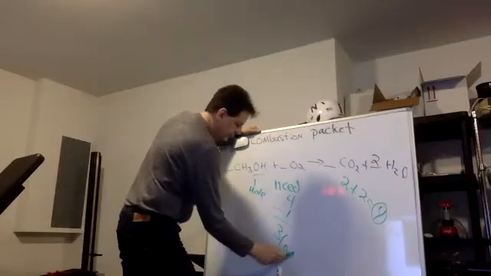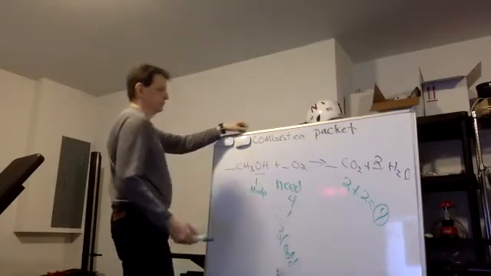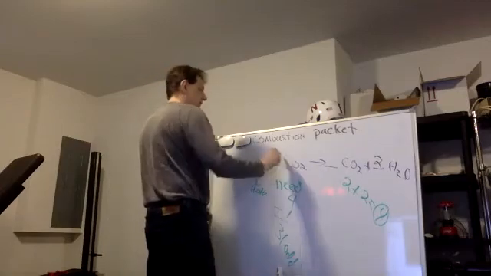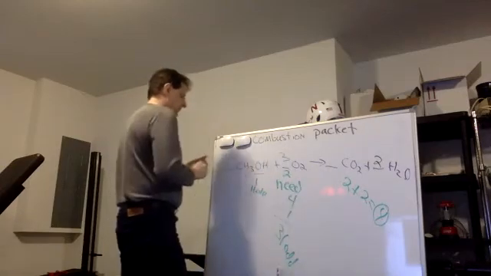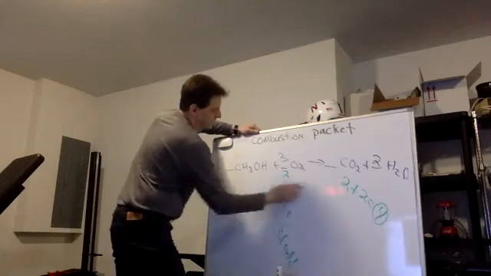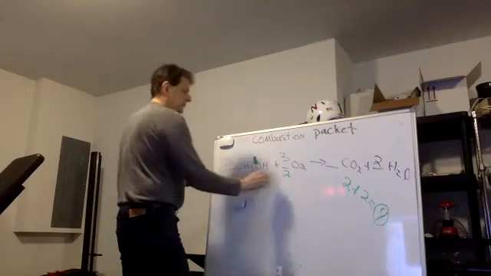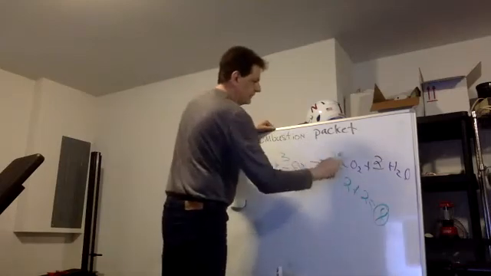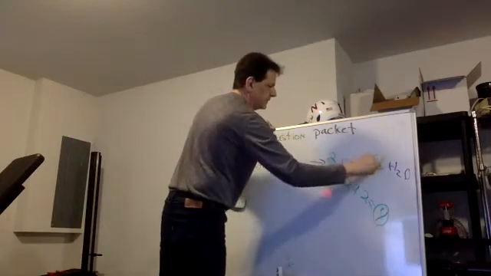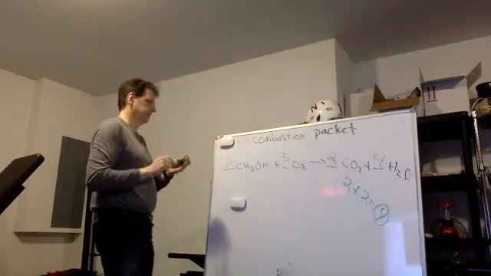And 3 is odd. So we treat that the same as we would any odd situation. Take that 3 over 2. And then we're going to double down on everything. So that's going to become a 2, that becomes a 3, that becomes a 2, and that becomes a 4.